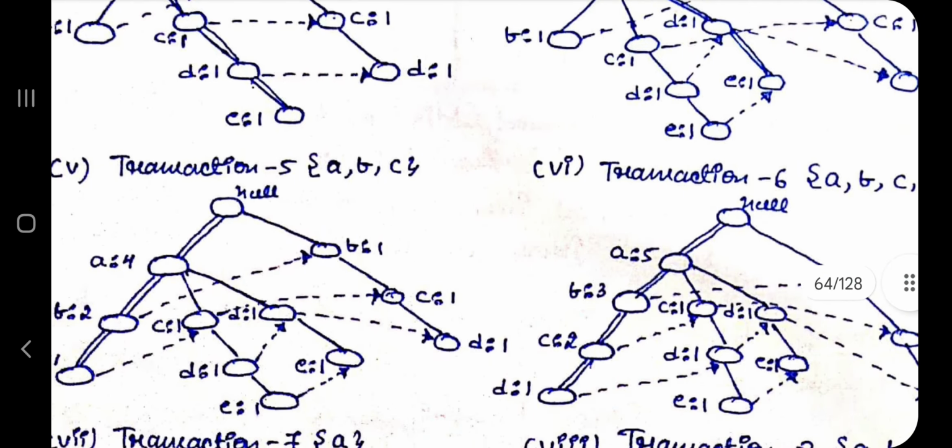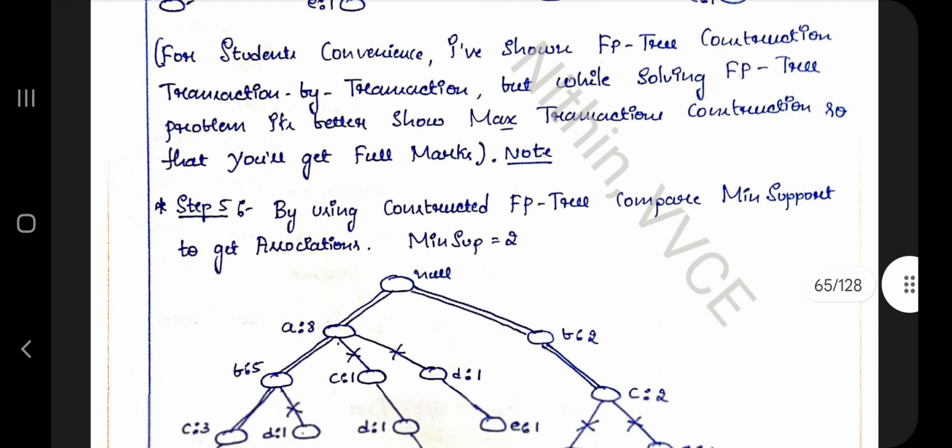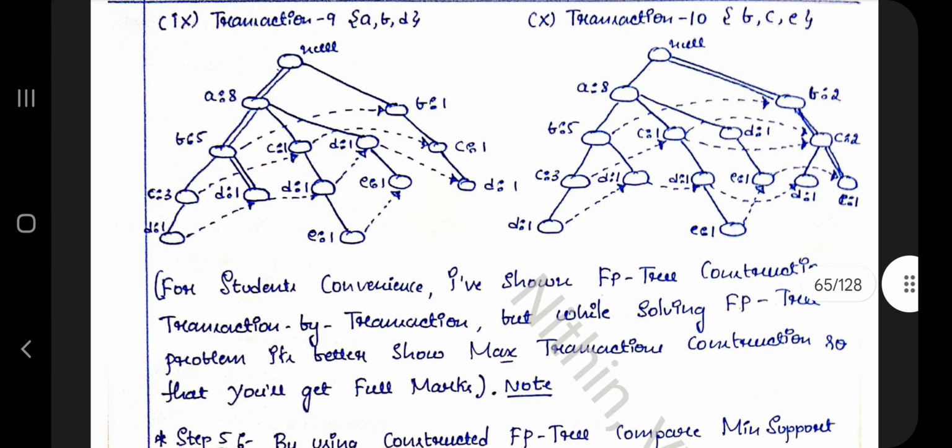So like that we'll do for all the transactions, and when you reach the end, you will have this one. This is the final one, after all the transactions.